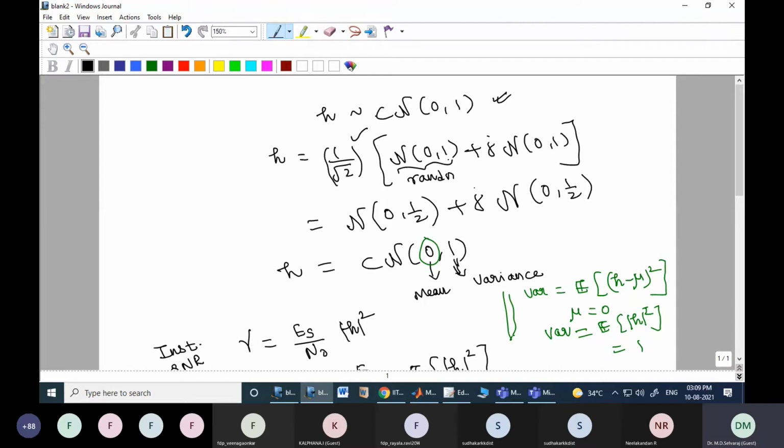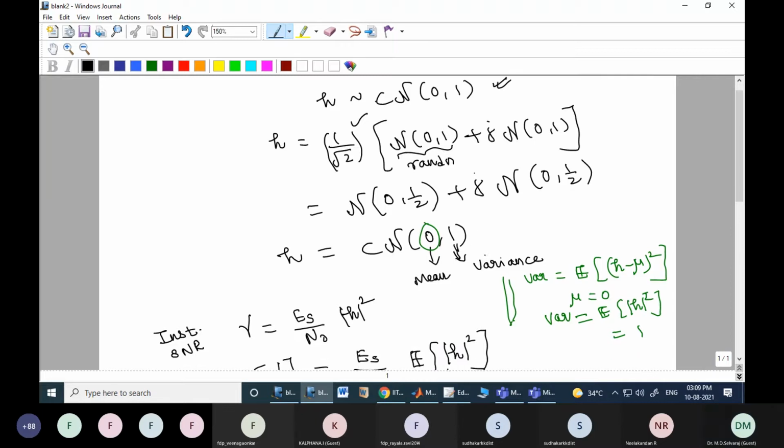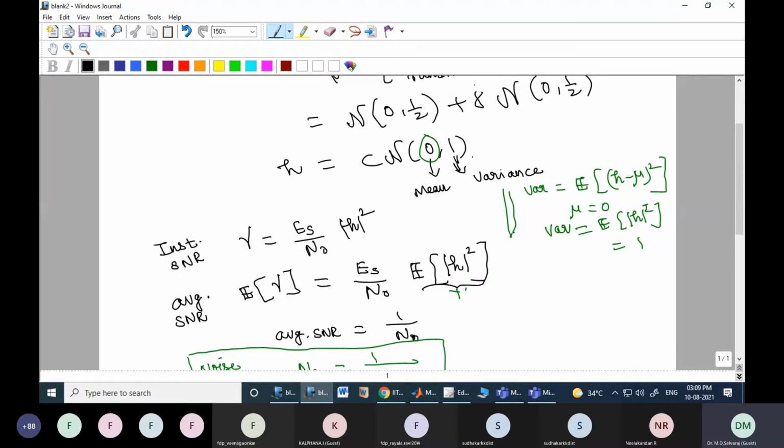When I take this inside, what will happen? It gets multiplied with 0, so the resultant is going to be 0. Then for the variance, it will get squared, so the square root of 2 becomes 1 over 2, and similarly this side also becomes 1 over 2. When I combine these two things, I get a complex normal with zero mean and variance equal to 1.